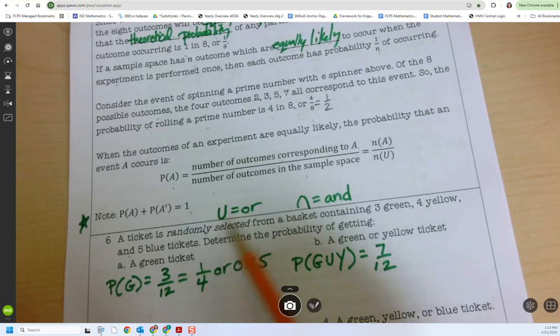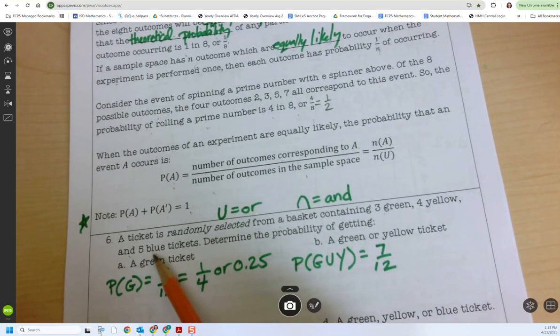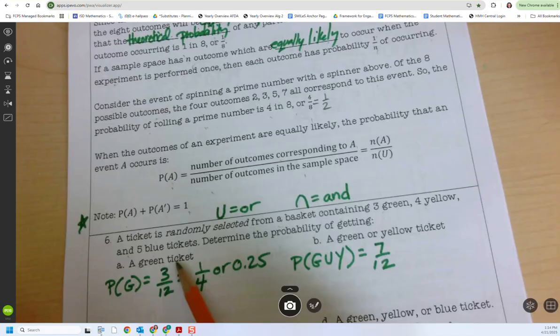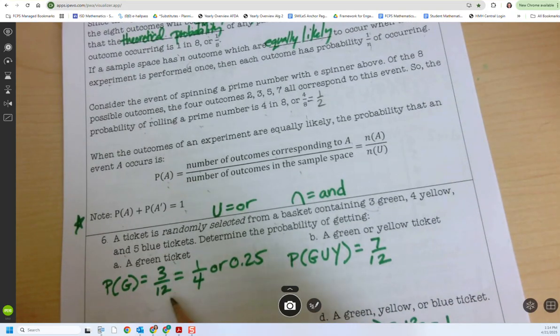A ticket is randomly selected from a basket with 3 green, 4 yellow, and 5 blue tickets. So to find the probability of a green ticket, you take the 3 green tickets and you divide by how many tickets there are. And then you want a simplified fraction or a decimal.